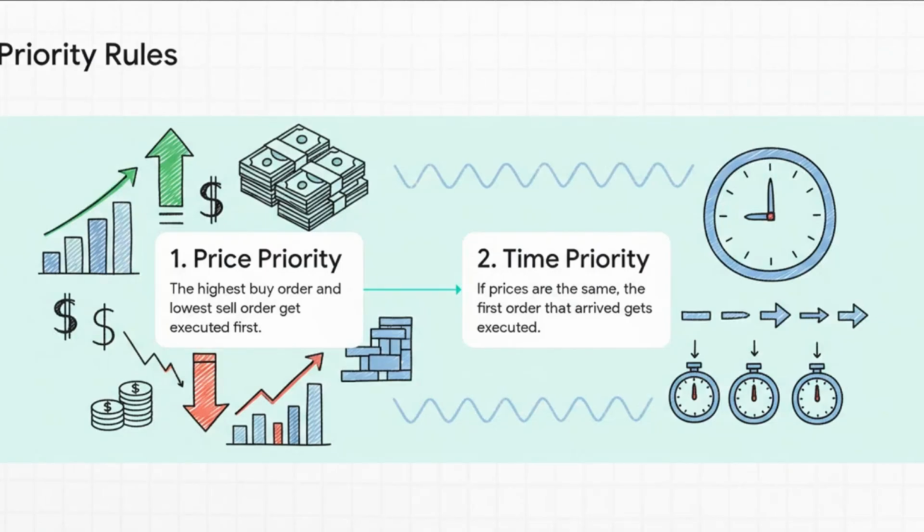So with all those orders flying around, how does the system decide who gets to trade first? Well, the rules are incredibly simple and totally unforgiving. Rule number 1, price is king. The person willing to pay the most gets to buy first, and the person willing to sell for the least gets to sell first. Always. But what if two orders are at the same price? Then it's just a race. First come, first served. That's it. Price priority, then time priority. That's what runs the entire market.